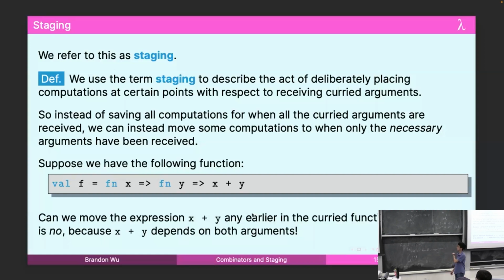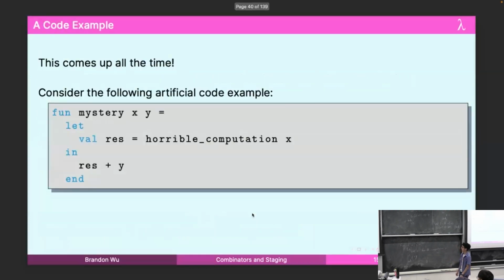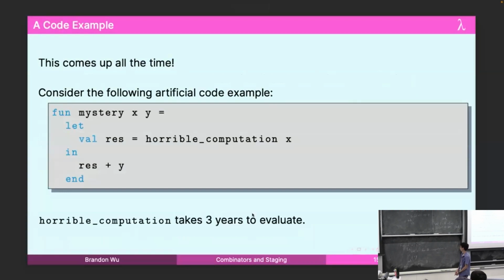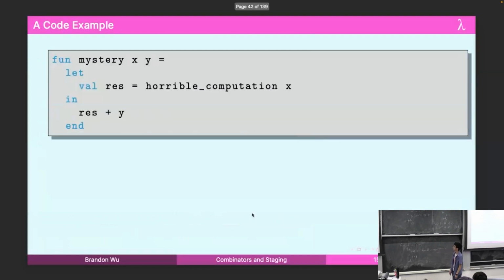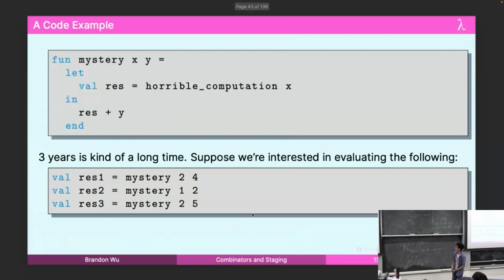Let's look at this example, and then it'll make more sense, I think. It's up there. Anyways, horrible computation takes 3 years to evaluate. All right. So let's suppose I wanted to do this. Well, what if this is what I want to do? It's actually called mystery. I want to evaluate mystery of 2 and 4, mystery of 1 and 2, and mystery of 2 and 5.